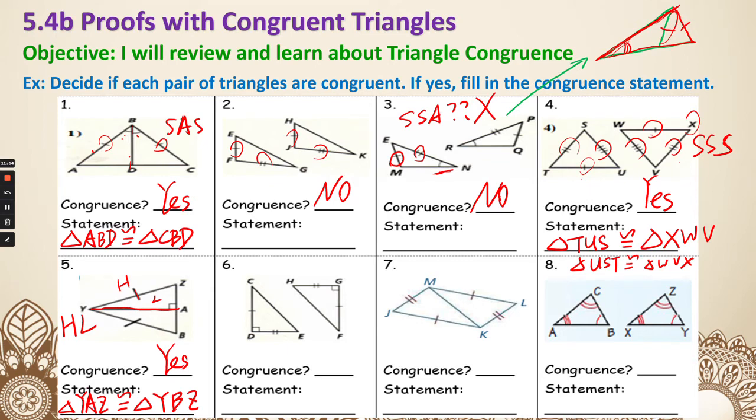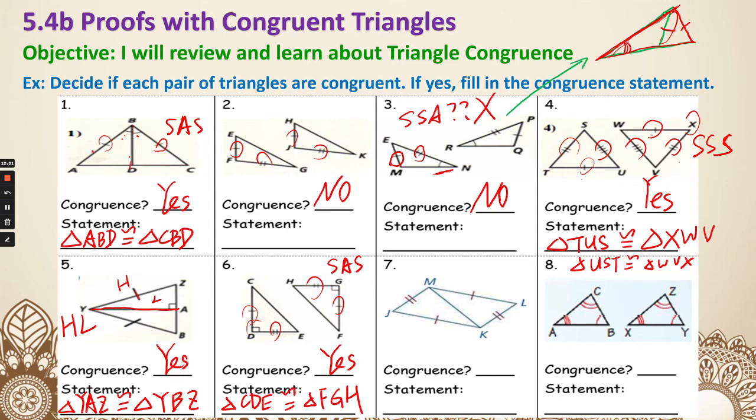Next, number 6. Yes, we have a right angle, but the hypotenuse is not being labeled as the same. So again, it's not that whenever you see a right triangle, it's HL. It's not. In this case, we have one pair of sides, another pair of sides, angle in between, so it's side, angle, side. Yes. Triangle CDE is congruent with triangle FGH.